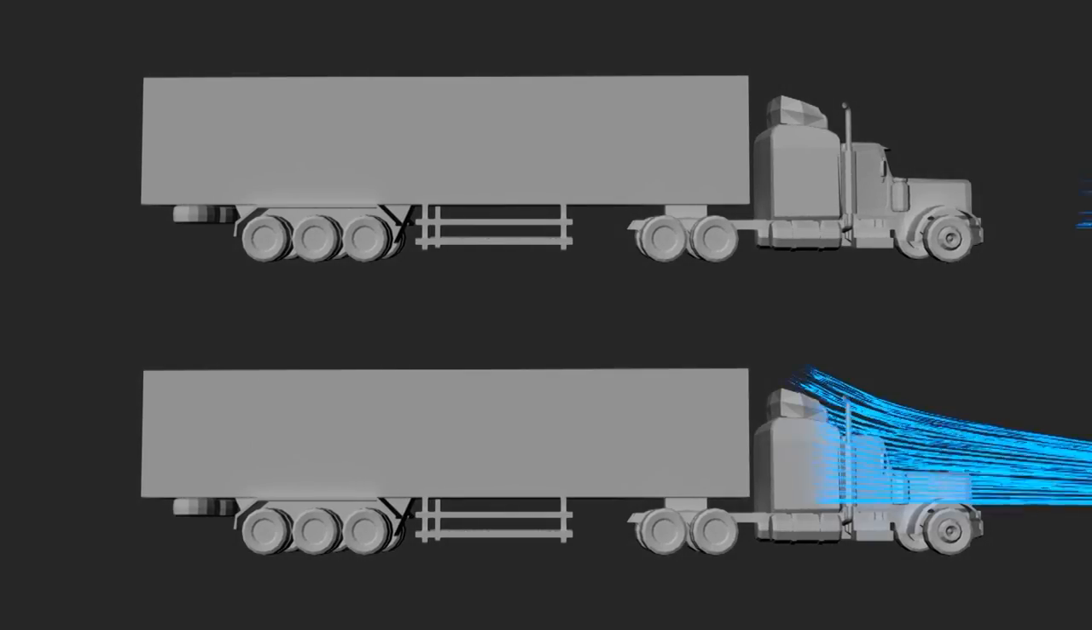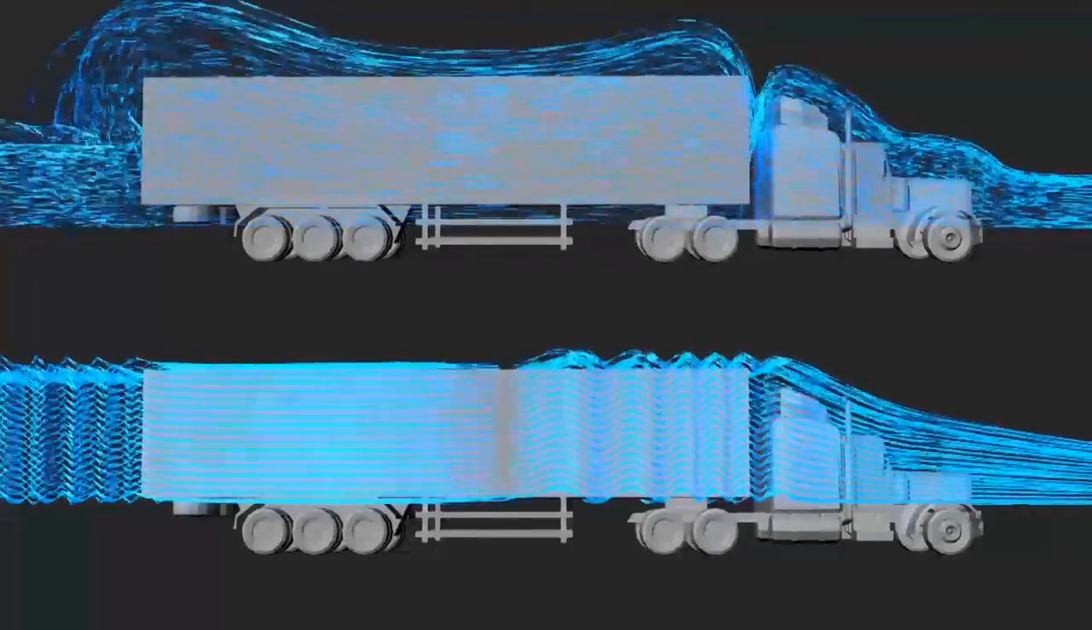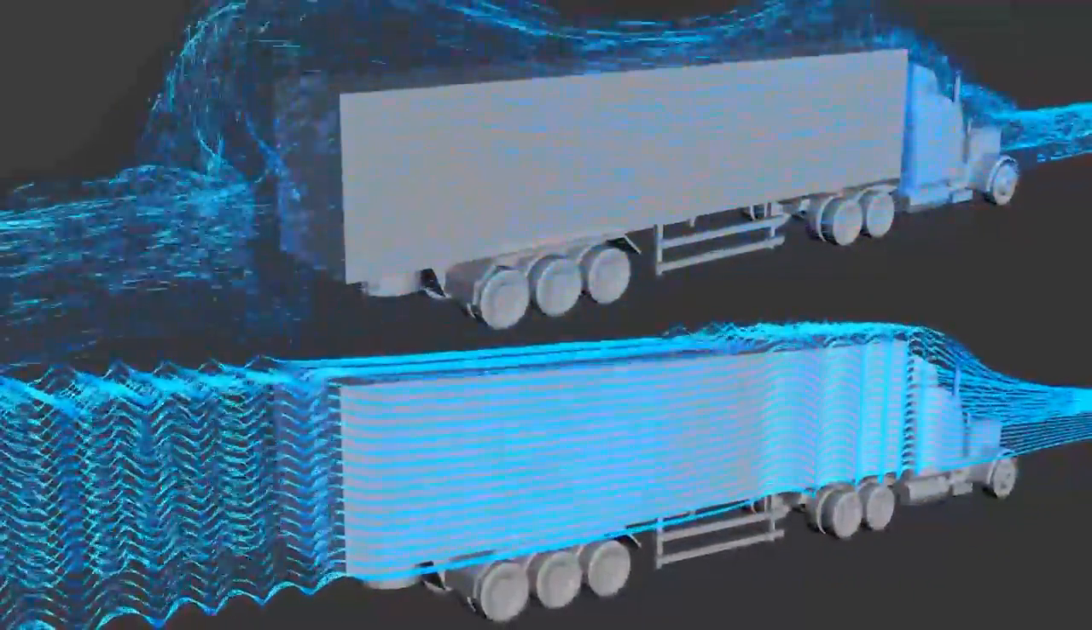The unequipped truck shows marked turbulence at the two key drag-producing locations: the gap and the trailer rear surface. The second truck shows the smaller drag and turbulence profile provided by the Airtab system. What could this permanent difference mean to your fuel bill or fleet operations bottom line?